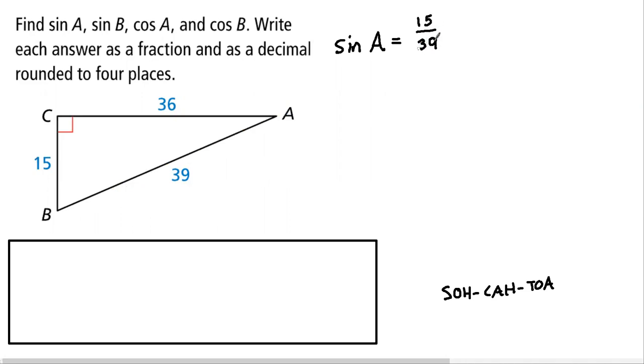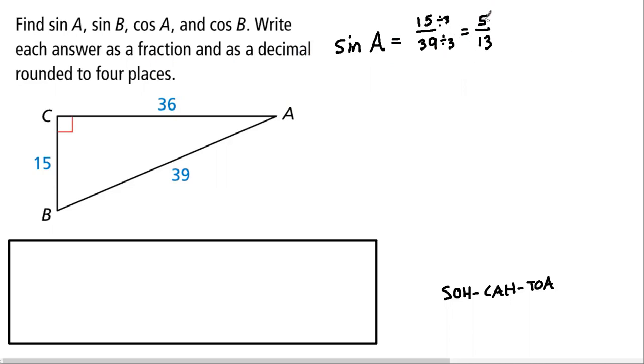And we can reduce this. We can simplify this fraction. We can divide the top and the bottom by 3. 15 divided by 3 would just be 5. And 39 divided by 3 would be 13. So the sine of angle A is just 5/13, 5 over 13. So that takes care of the fraction, but we don't have the decimal yet.